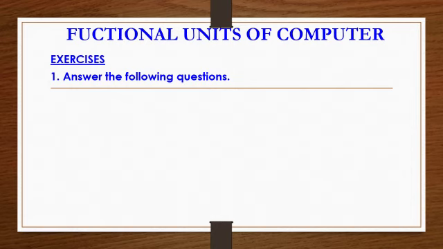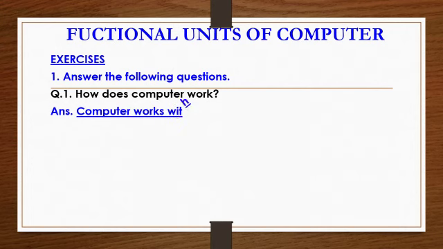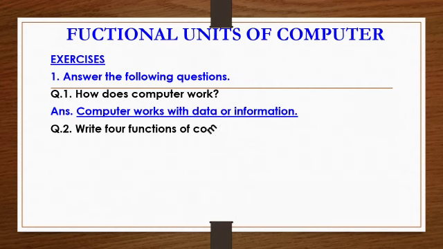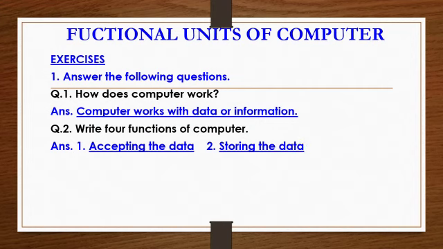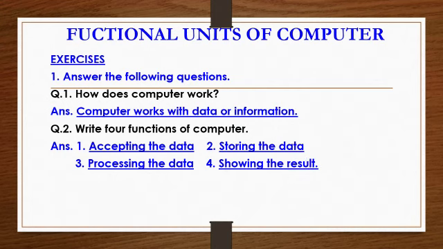Question number 1. Answer the following question. The first question, how does computer work? Now the answer is computer works with data or information. Question number 2. Write four functions of computer. Now the answer is accepting the data, storing the data, processing the data, and showing the data.